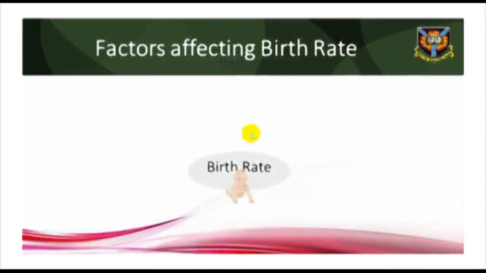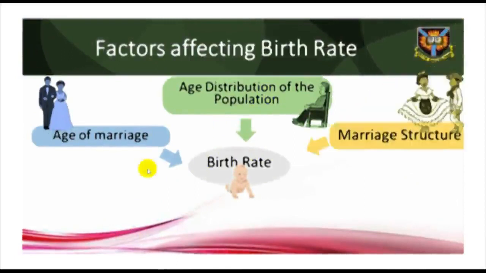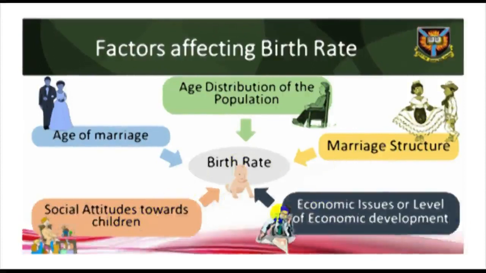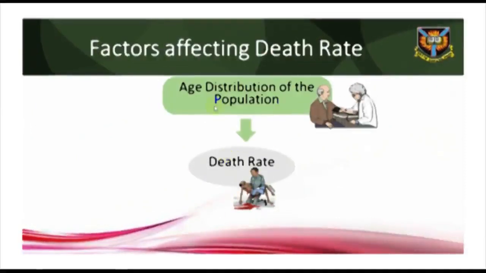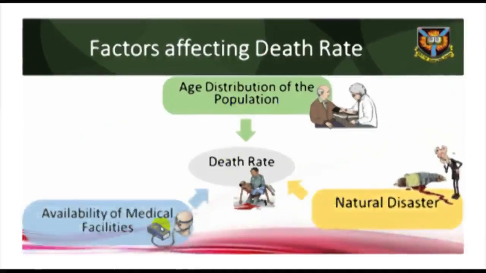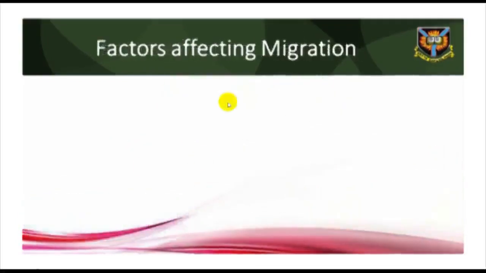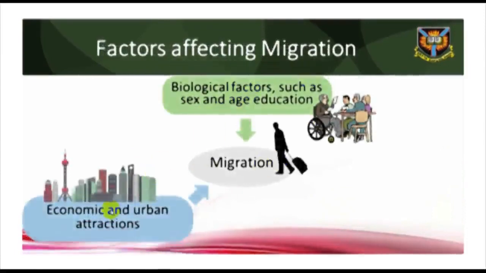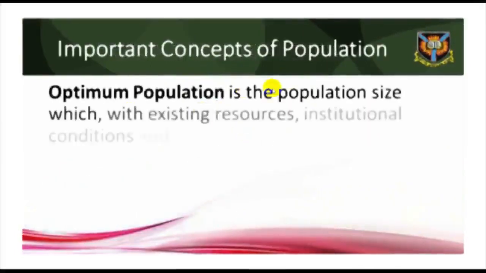Factors affecting birth rate: age of marriage, age distribution of the population, social attitude towards children, marriage structure, economic issues or level of economic development. Factors affecting death rate: availability of medical facilities, age distribution of the population, natural disaster. Factors affecting migration: biological factors such as sex and age, education, economic and urban attractions, geographical and physical considerations.